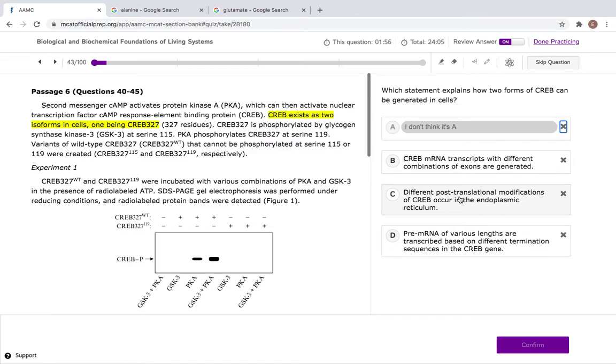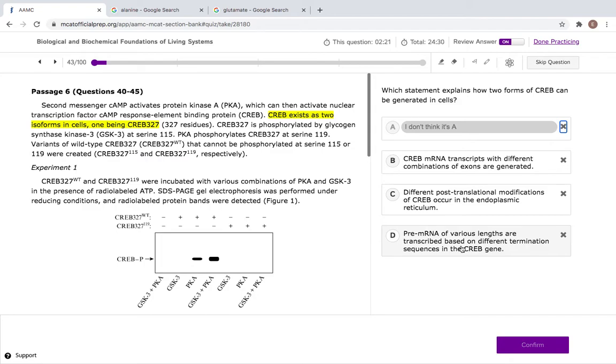Two different forms of proteins can be made from post-translational modifications. However, this is a transcription factor. This could be it, but I feel like this is a little better answer. But we'll stick with B and C here. We won't eliminate C yet.